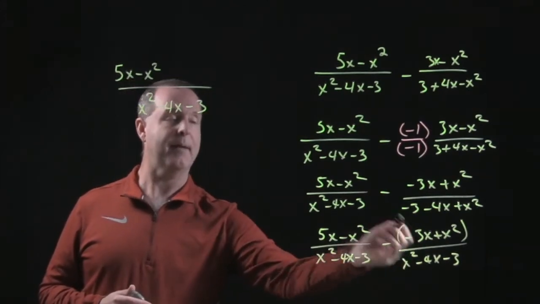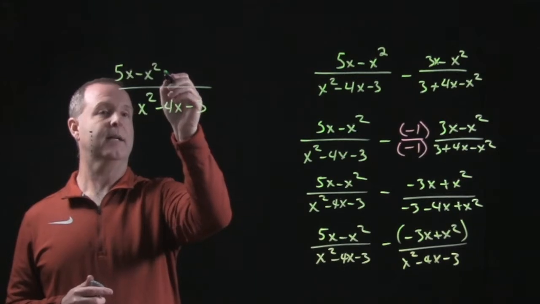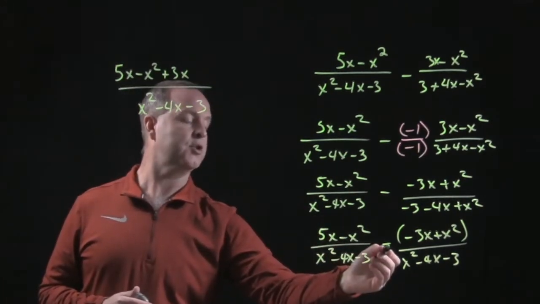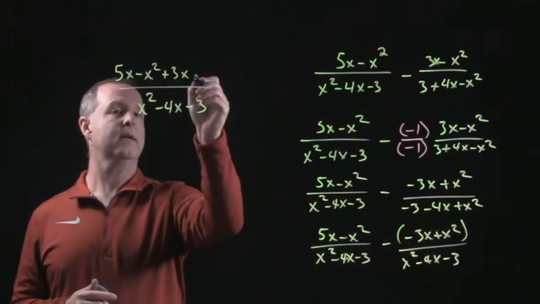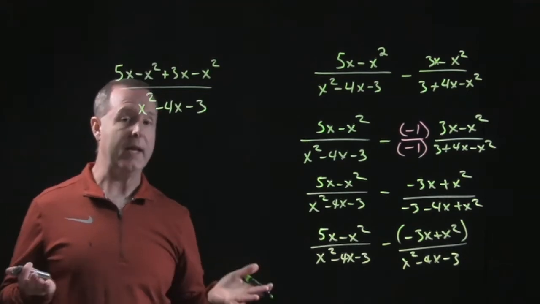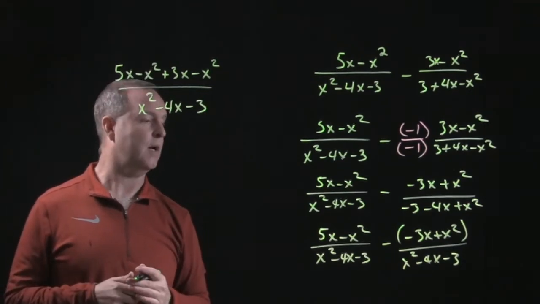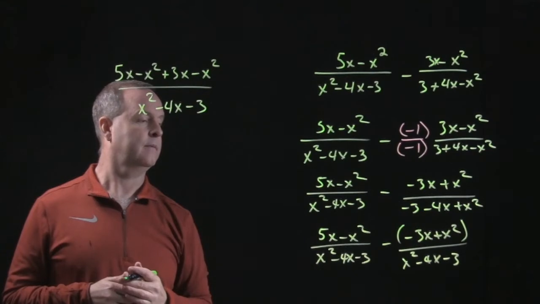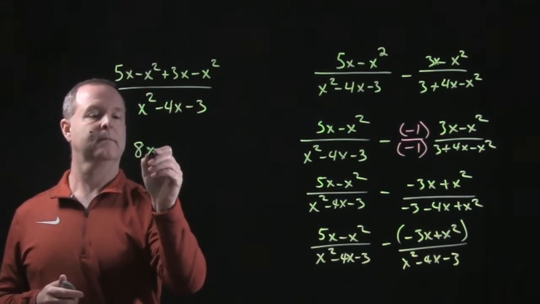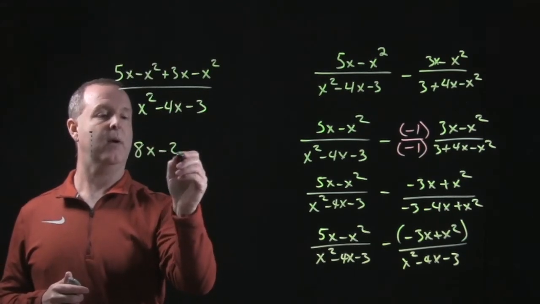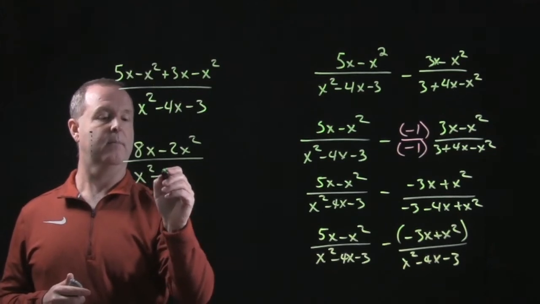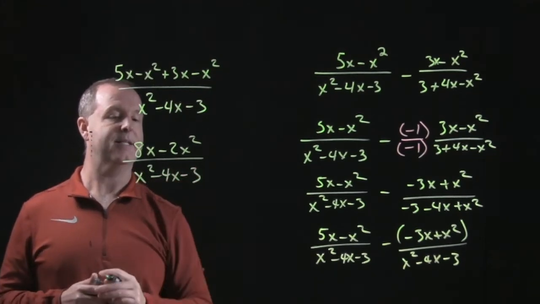So negative times a negative makes it a positive 3x. Distribute that negative across to the x squared, gives me an x squared. And then from there, we can go ahead and collect any like terms that we have. I have an 8x, and I have a minus 2x squared, all over x squared minus 4x minus 3.